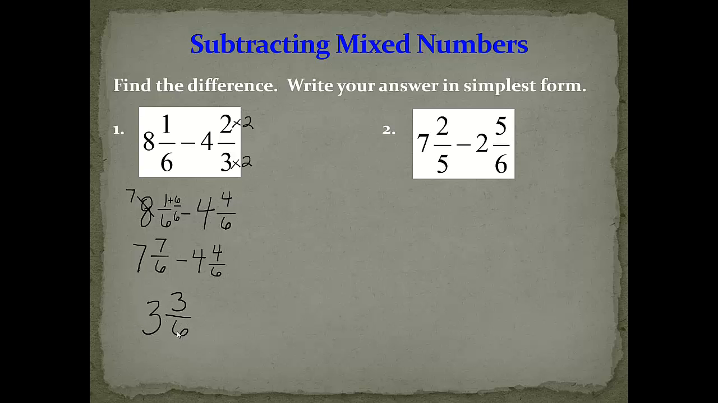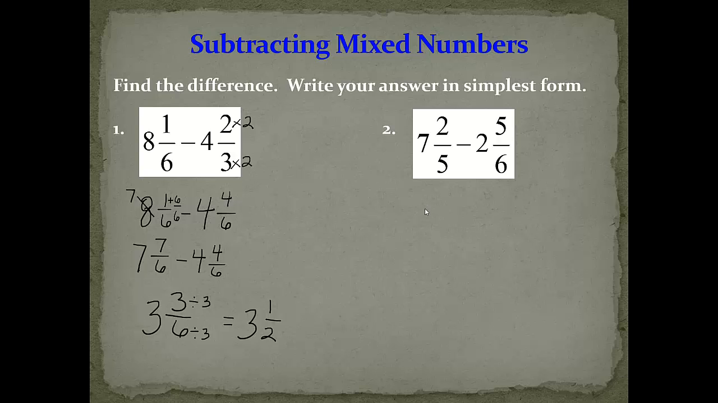Our directions tell us to write it in simplest form. We can simplify our fraction because we can divide by 3. So our answer would then be 3, and then for our numerator, 3 divided by 3 is 1. And for our denominator, 6 divided by 3 is 2. So we have 3 and 1/2.